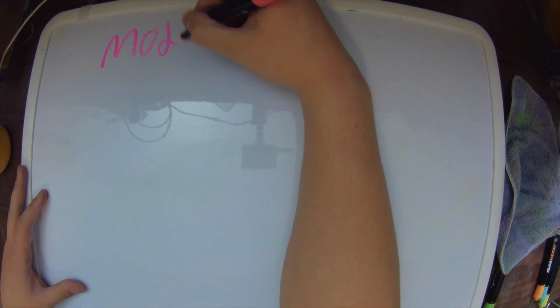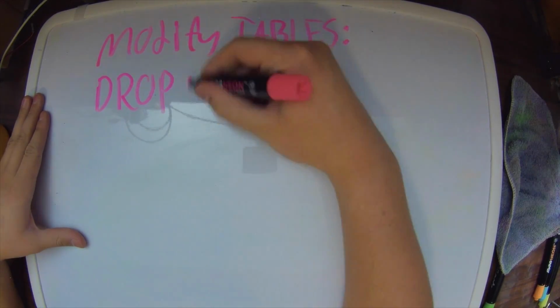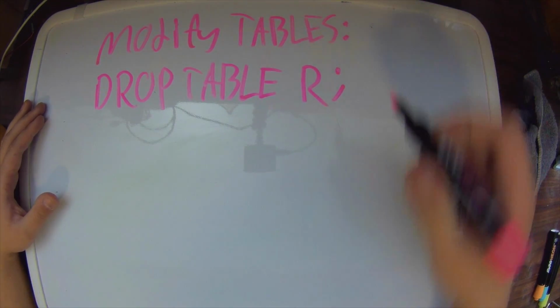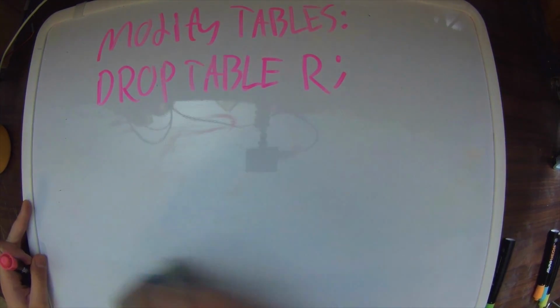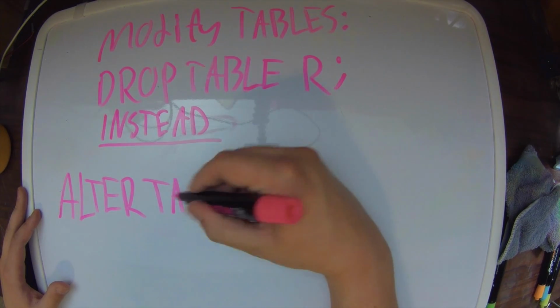So then we have different commands we can use if we want to modify that table after it's been created. The first one is drop table, which just does exactly what it says. It drops the table R. So if we have table R and we call the drop table command, it'll just be gone. However, you may not want to drop the entire table. Instead, you may just want to alter the table.